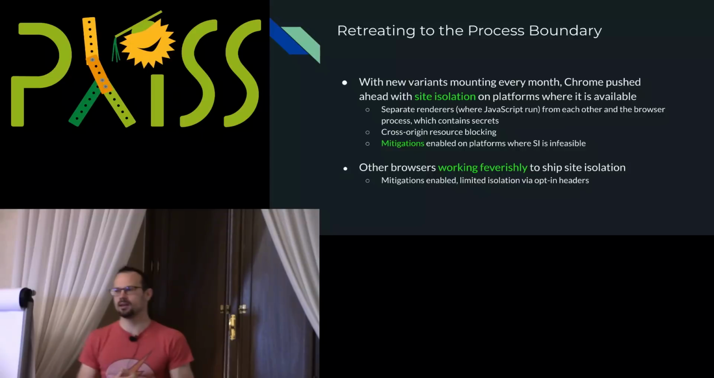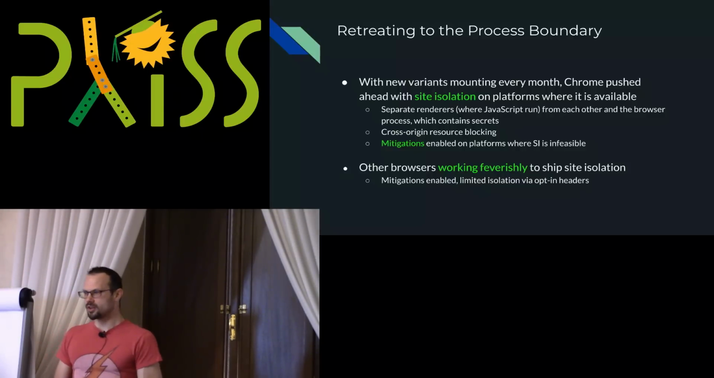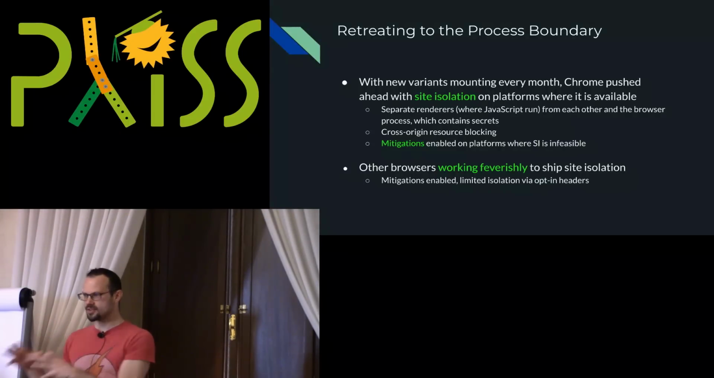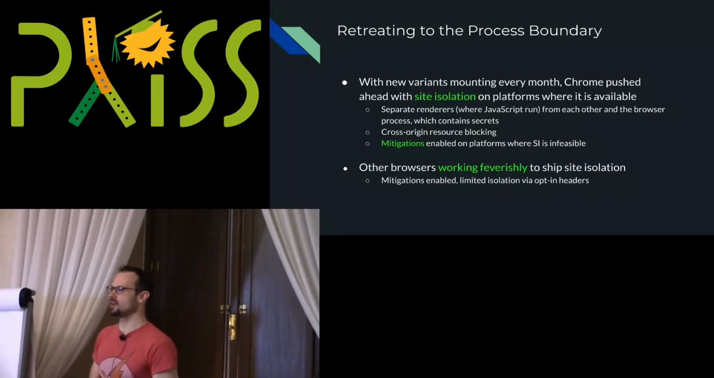So what we did for securing the web and for Chrome is that we already had an effort to split different origins, so different sites, into different processes in Chrome.